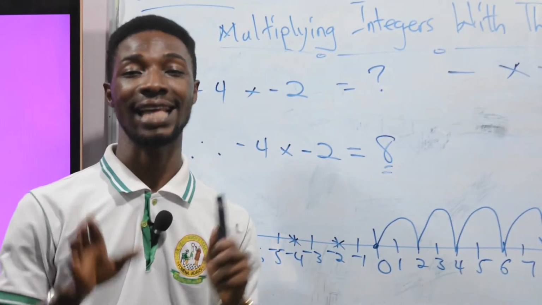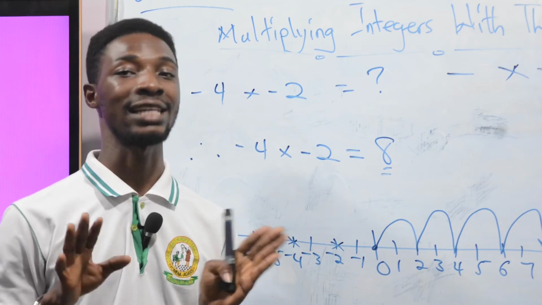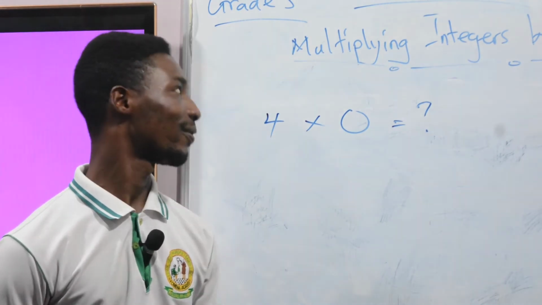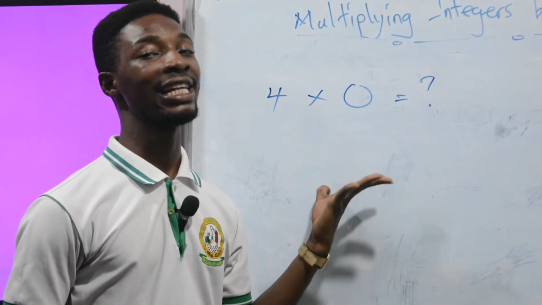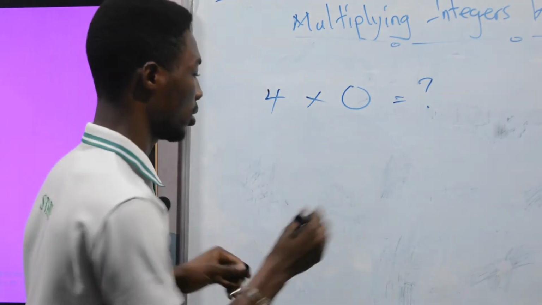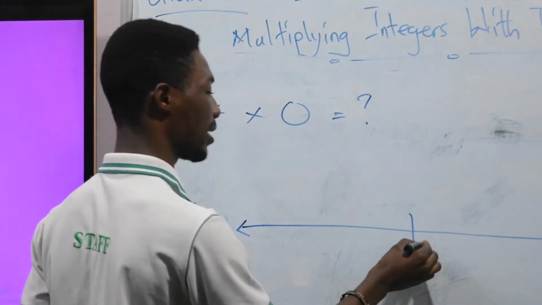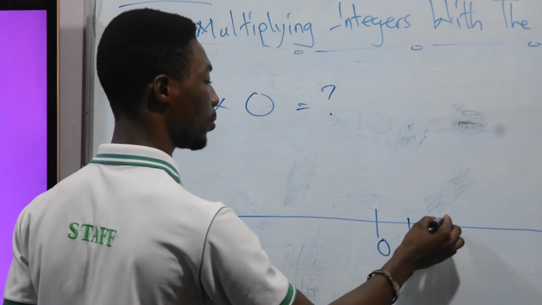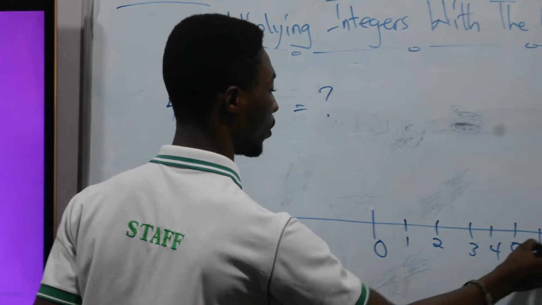Let's look at the last example. Okay, then after this, I will leave you for you to do the assignment I have given to you. This is the final example. I'm going to multiply 4 by 0. We don't have any negative number here, so we don't need any negative numbers on our number line. So I draw my nice number line. This part is 0. And then 1, 2, 3, 4.